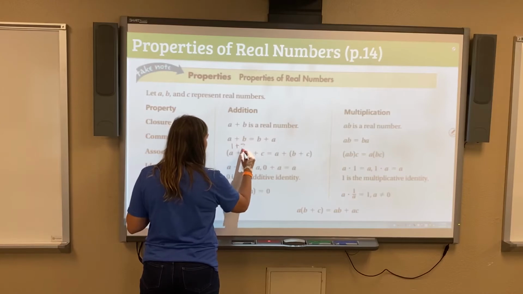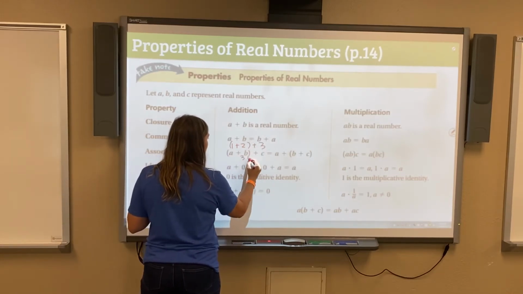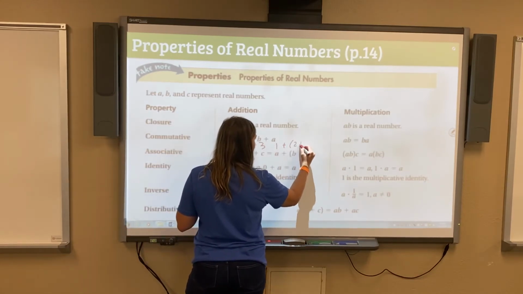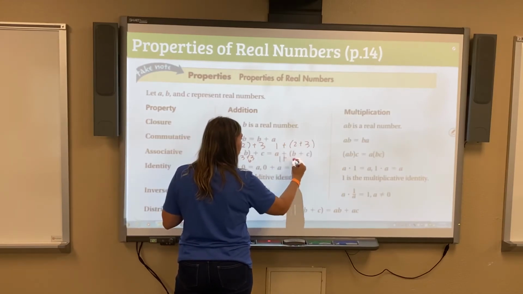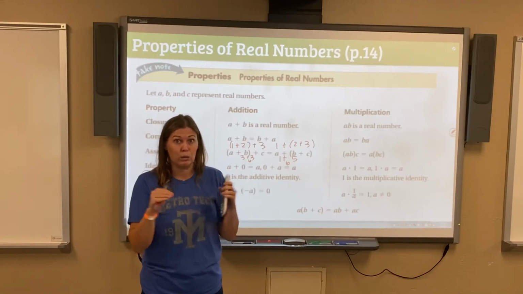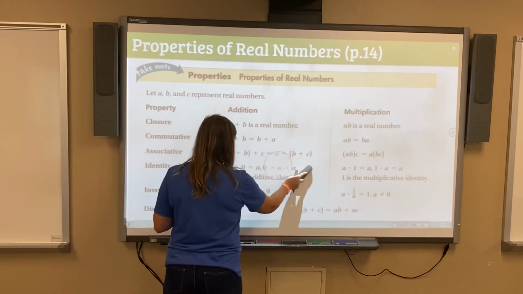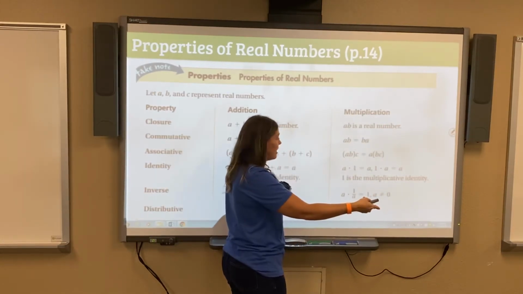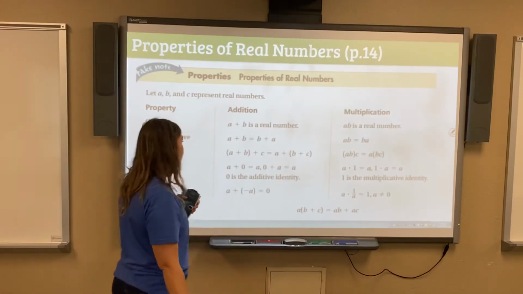So, let's put numbers here. 1 plus 2 plus 3. 1 plus 2 is 3, and 3 plus 3 is 6. Well, here with PEMDAS, we would do 2 plus 3, which is 5. So 1 plus 5 is also 6. It would not work with subtraction. Same with multiplication. If we have A times B and then multiply times C, it's the same thing as A times the product of B and C if we multiply B and C first.